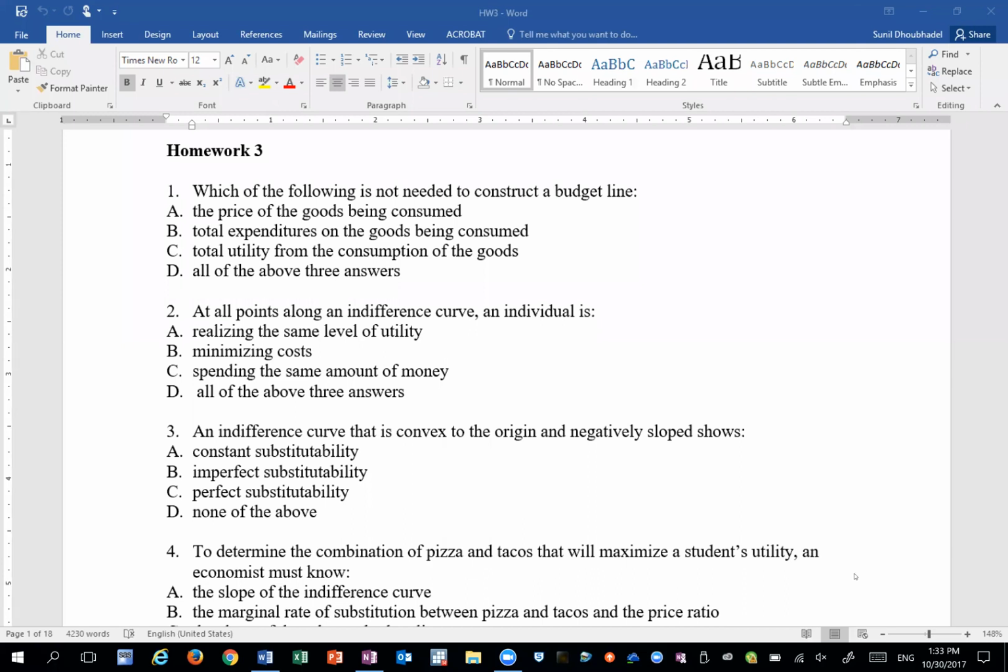Okay, so it's not possible to go through all the questions, so I will choose a few selected ones. Okay, so let's start at number 2.